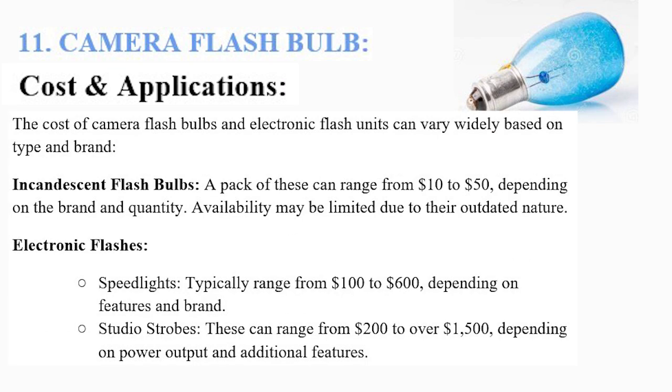Cost and application. The cost of camera flash bulbs and electronic flash units varies widely based on type and brand. Incandescent flash bulbs: a pack of these can range from $10 to $50. Electronic flashes vary from $100 to $600 or maybe $200 to $1,500 depending on power output and additional features. The price of LED lights ranges from $50 to several hundred dollars.